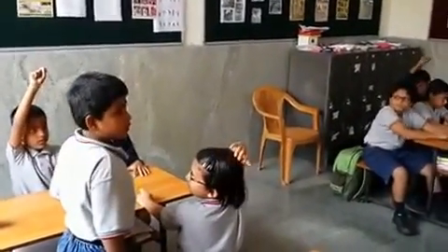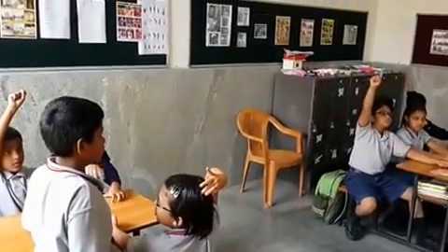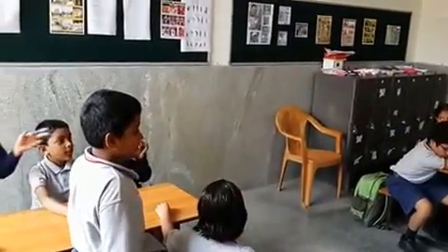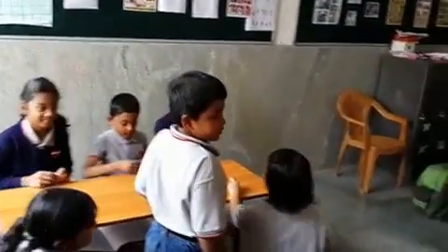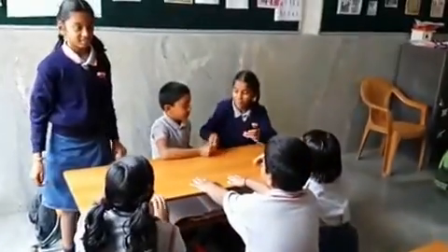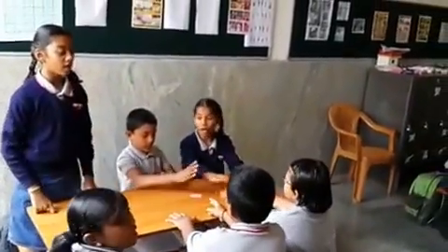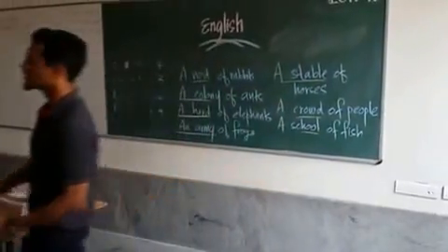What do we call a group of fish? Means a group of fish. Very good. And there's another word for a school of fish. So can you repeat a school of fish, all of you? A school of fish. Cattle. What do we call it?